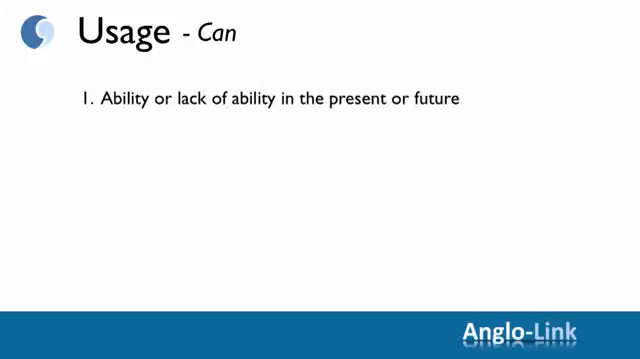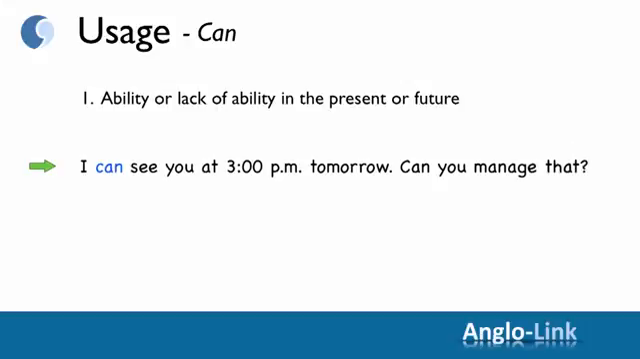Right then, let's look at the usage of each of these modal verbs, starting with can. The first usage is to express an ability or lack of ability in the present or future. For example, I can see you at 3 p.m. tomorrow. Can you manage that? Or, they cannot dance. Or they can't dance.